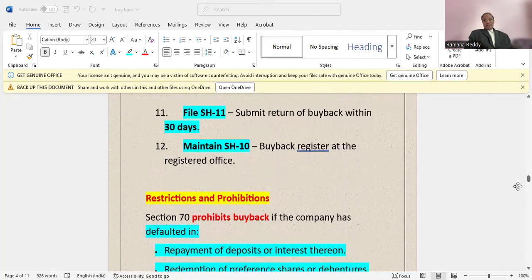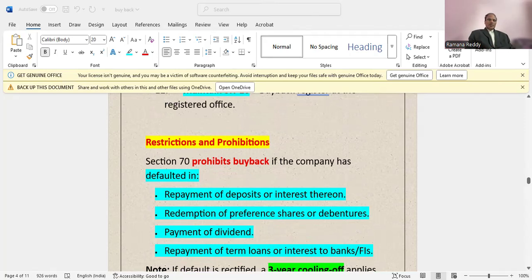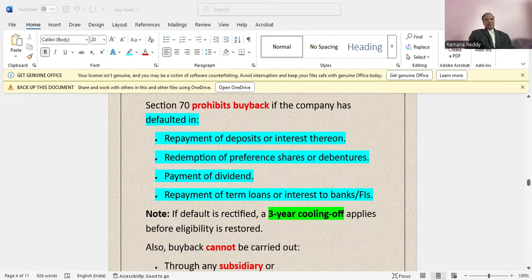What are the restrictions? What are the prohibitions? Section 70 prohibits buyback if the company has defaulted in repayment of deposits or interest thereon, redemption of preference shares or debentures, payment of dividend, or repayment of term loans or interest to banks or financial institutions. These are all prohibitions and restrictions. If the default is rectified, then a 3-year cooling period applies before eligibility is restored.